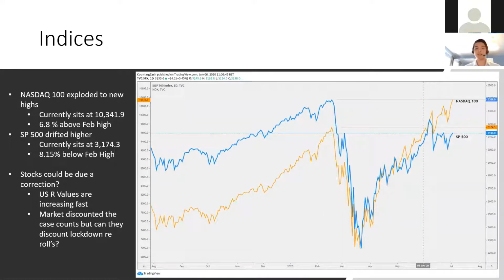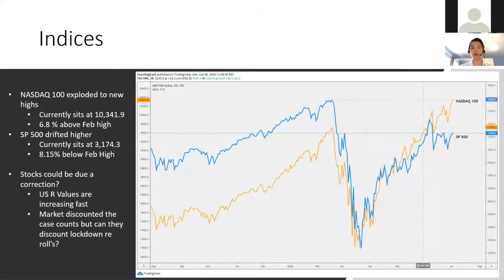Okay, so indices. Well, the NASDAQ has exploded since last time. Anything tech has performed very well. It currently trades at an astronomical 10,341.9 points, about 6.8% above the February high. On the other hand, the S&P 500 has grinded higher to 3,174, and it's still 8.15% away from its February high.